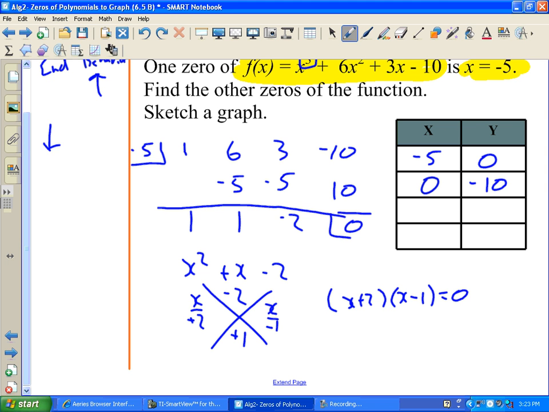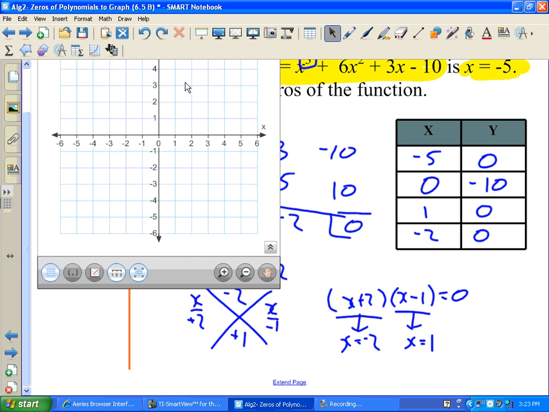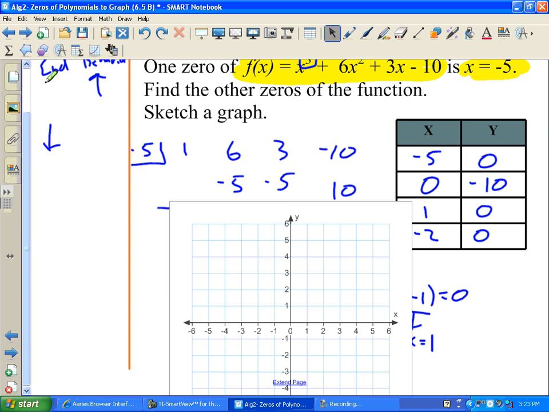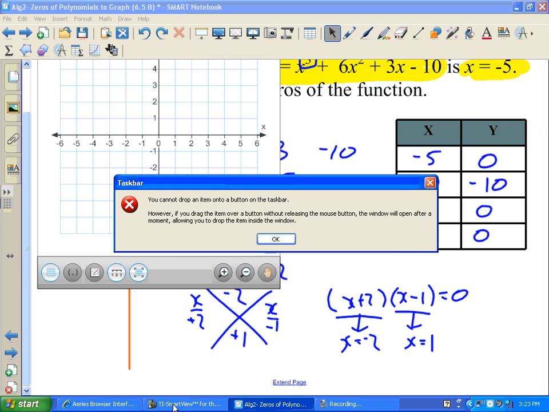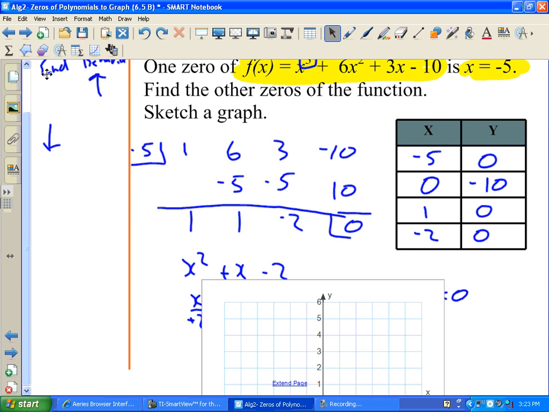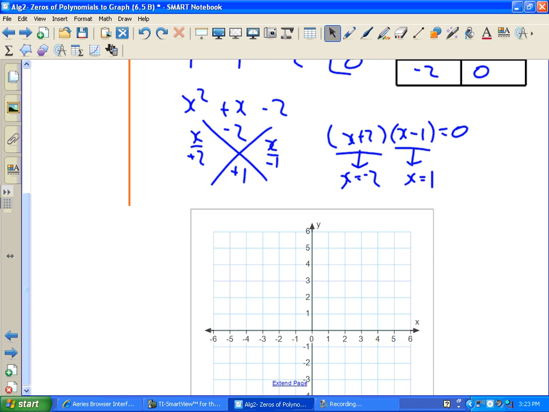Again, we're looking for roots, so we set that equation equal to 0. And that gives me opposite x, opposite x. Those are my other two roots, 1, 0 and negative 2, 0. That's the information I need. Y-intercept, x-intercepts, end behavior. Put it all together. Oh, didn't want to do that. And I should be able to graph this bad boy.